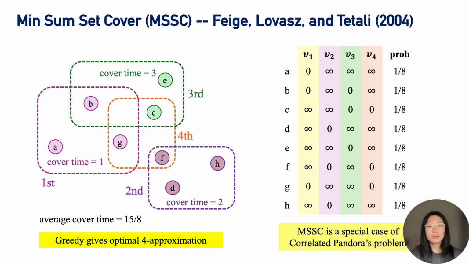scenarios. So because the taken volume is always 0 and we assume the opening costs are 1, the only cost of the algorithm comes from the box opening cost, which corresponds exactly to the average cover time in the min-sum set cover problem. And by this reduction, we have a natural lower bound of 4 for the correlated Pandora's problem.